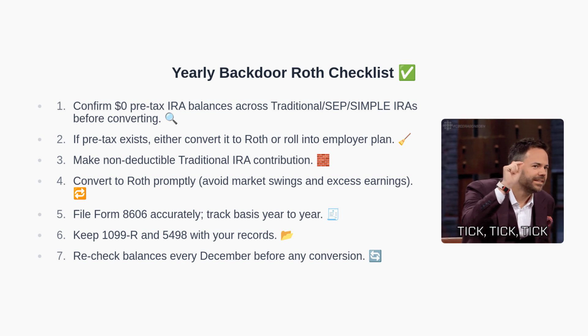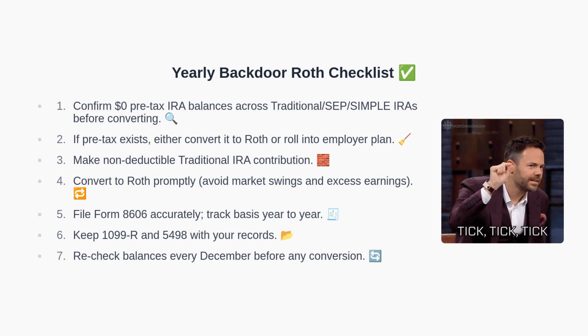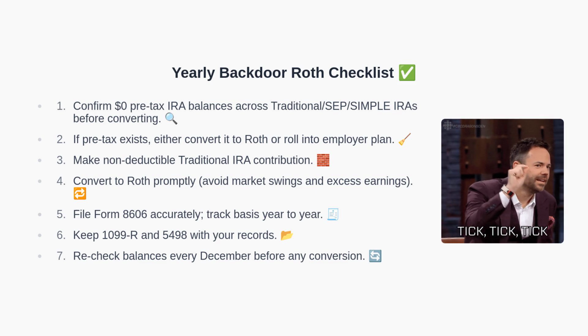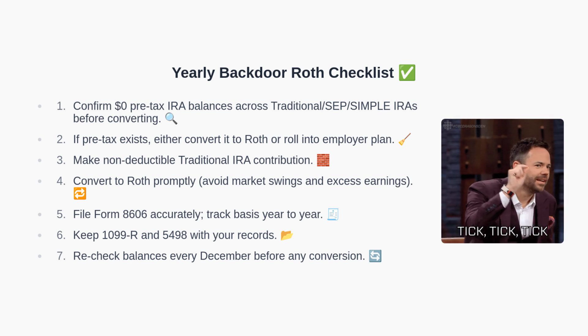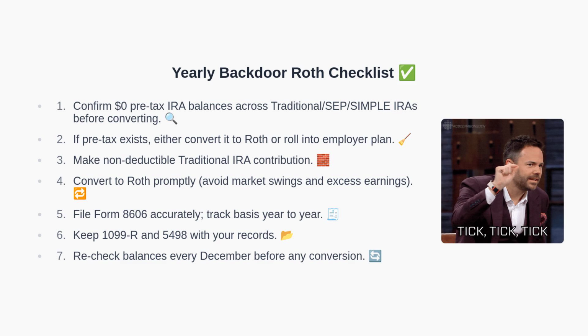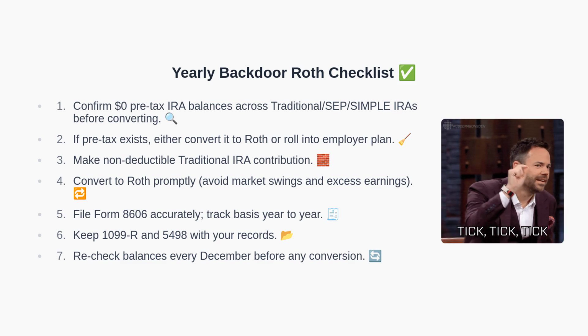File Form 8606 accurately and track your basis each year. Keep your Forms 1099-R and 5498 for your records. Finally, always recheck your balances each December before doing any conversion.